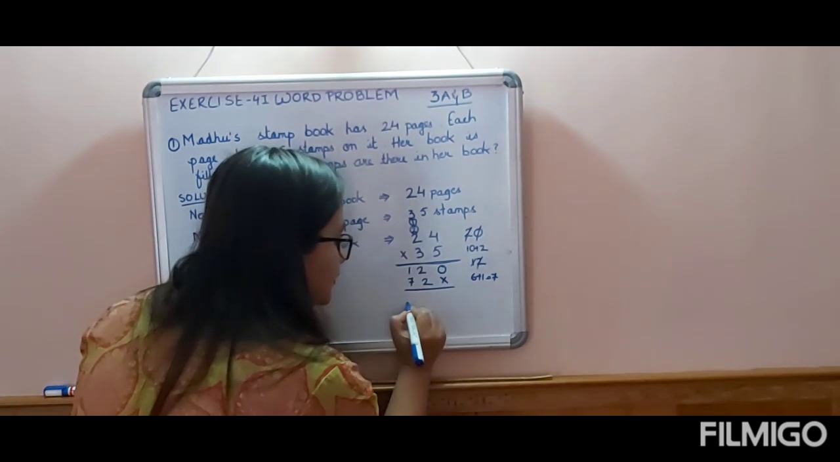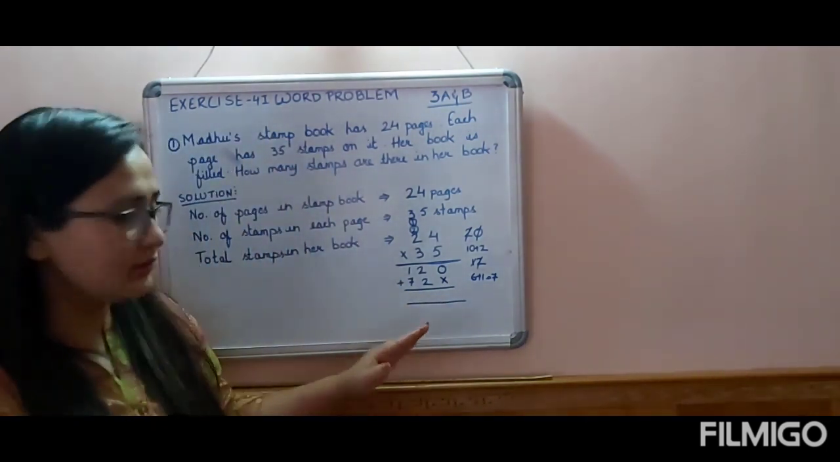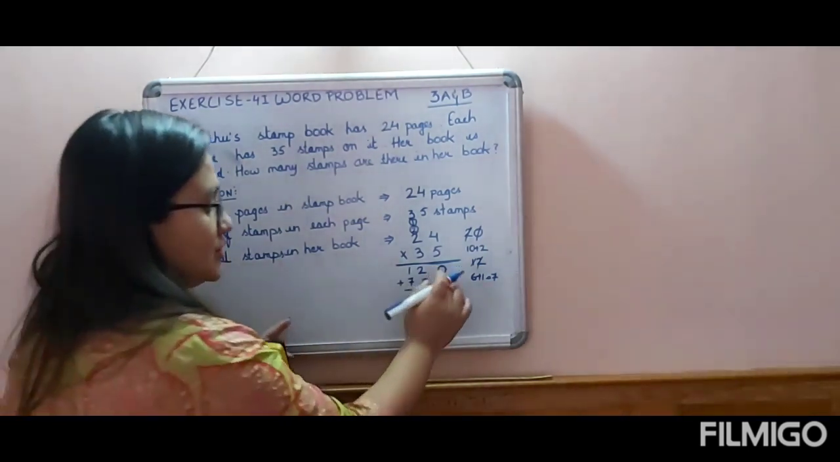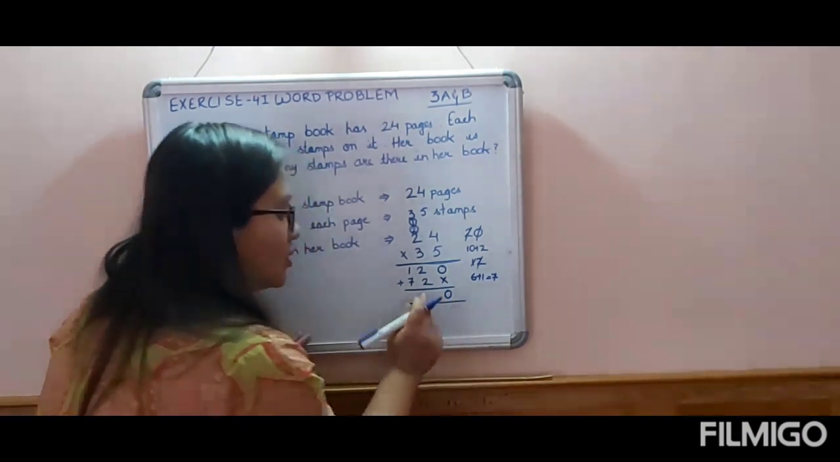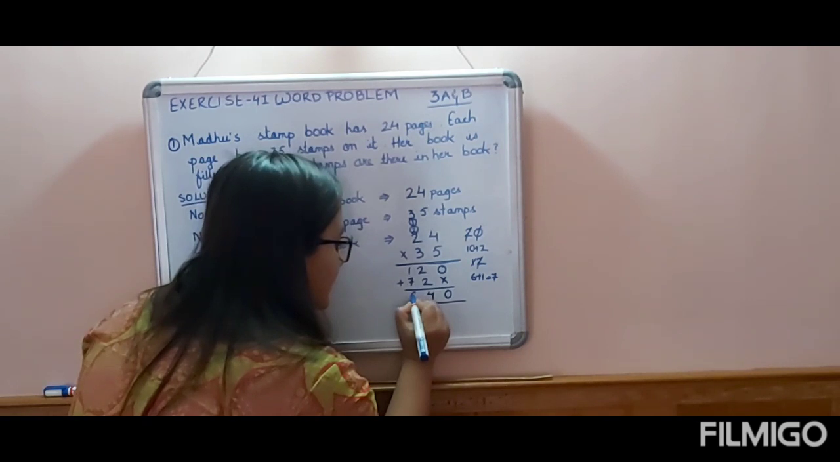Then what will we do now? We will add this. To get the answer, we have to add. Then only we will get the answer. 0 has no value, so it is 0. 2 plus 2 is 4. And 7 plus 1 is 8.